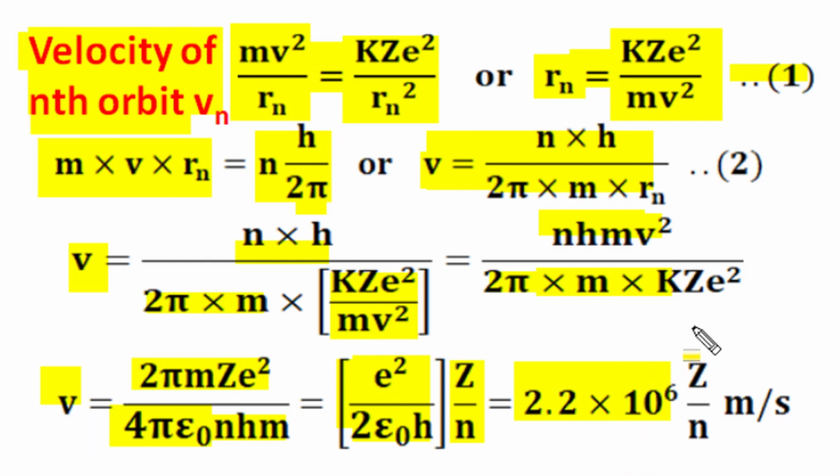So for a hydrogen-like atom, for atomic number Z and the nth orbit, the velocity is 2.2 into 10 to the power 6 Z over n meter per second. It clearly indicates that for hydrogen, Z equal to 1, in the first orbit the velocity is 2.2 into 10 to the power 6 meter per second. In the second orbit it is half of it, 1.1 into 10 to the power 6 meter per second, and for higher n values the velocity, being an inverse function of n, decreases.